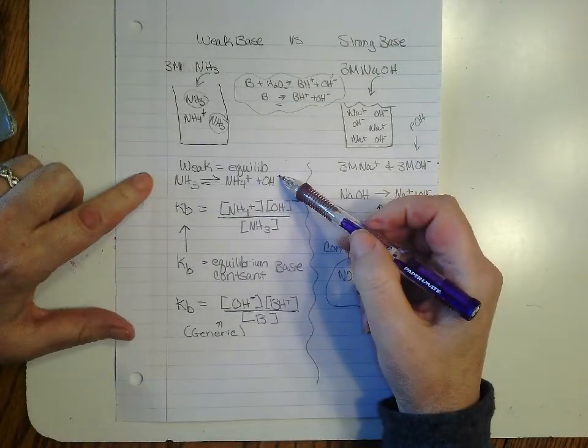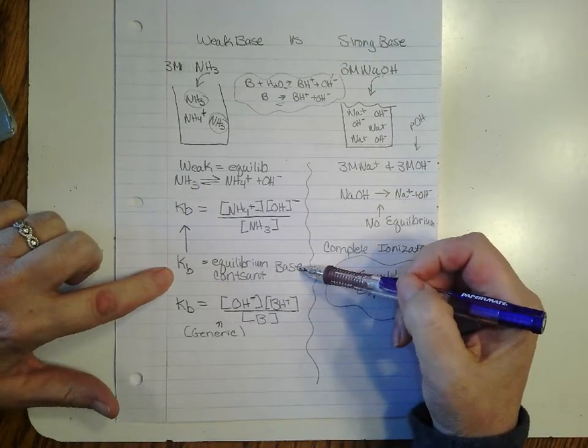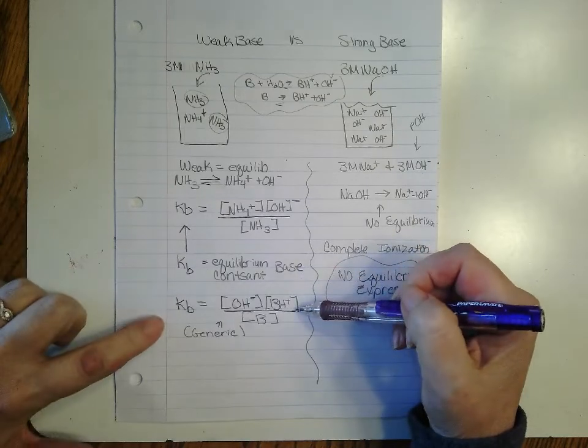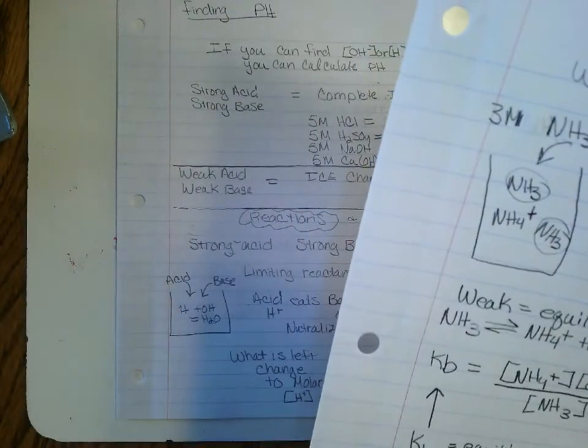If I have a weak base, it is in equilibrium. So I have a Kb, which is the equilibrium expression for that base. And here's my generic format.